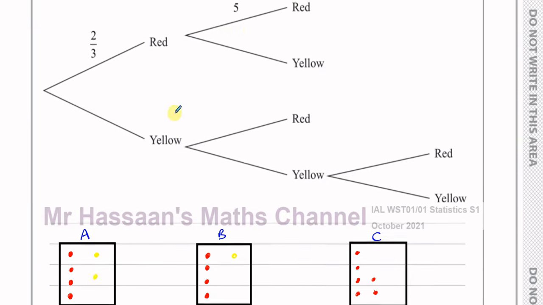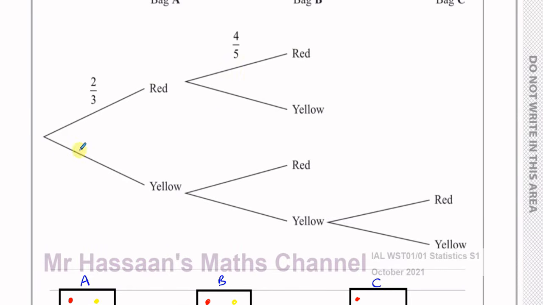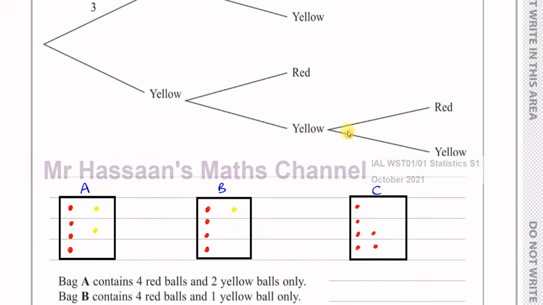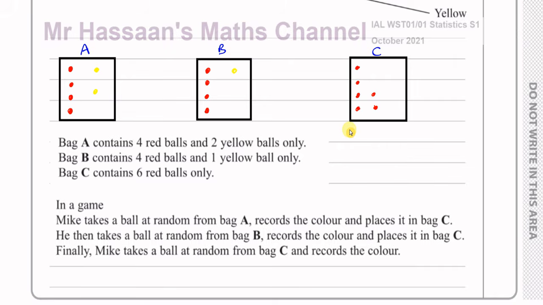All right, so we can fill in these values straight away. We know that they have to add up to 1 when they split up. So this is going to be 1/3 and 1/5. But let's first understand the situation. I've made a little diagram to help us understand what's going on.